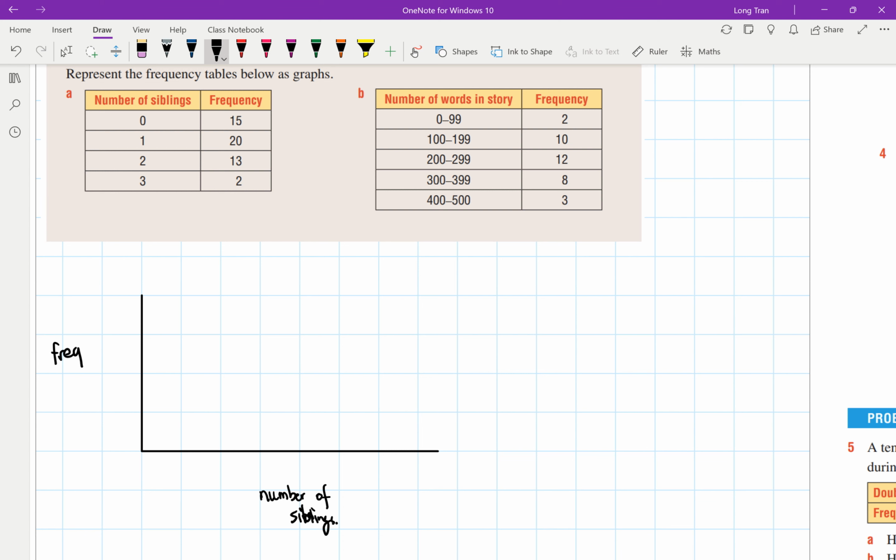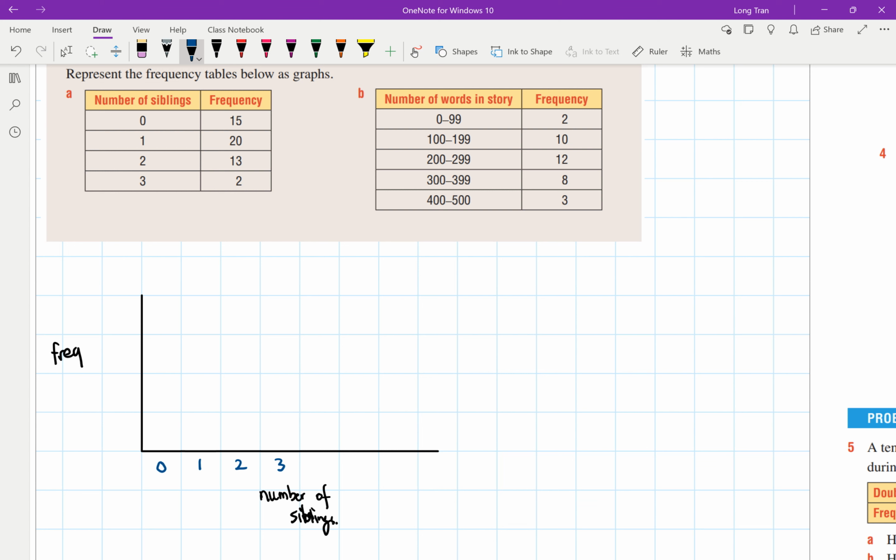Number of siblings. Okay, so I've got my frequency. I've got my number of siblings. I can see that I've got 0, 1, 2, and 3. So remember, I'm going to label them in the center: 0, 1, 2, and 3. That's my number of siblings.